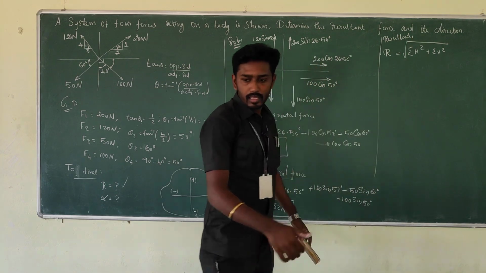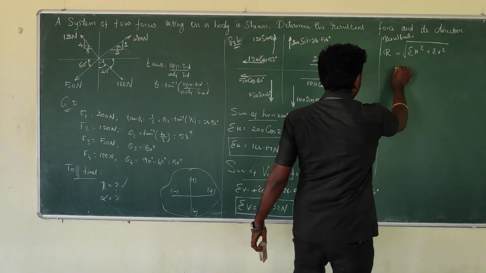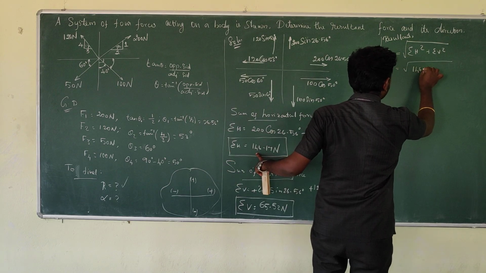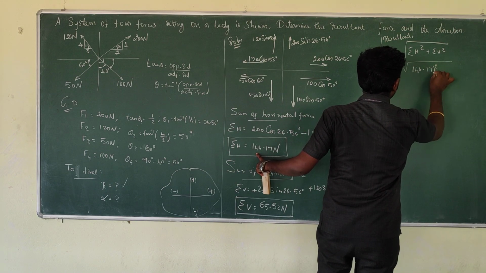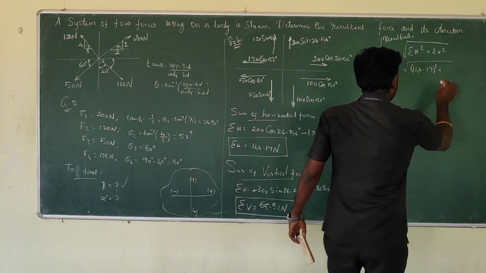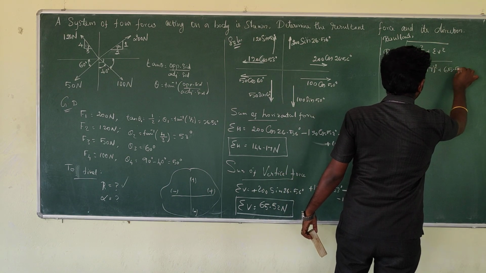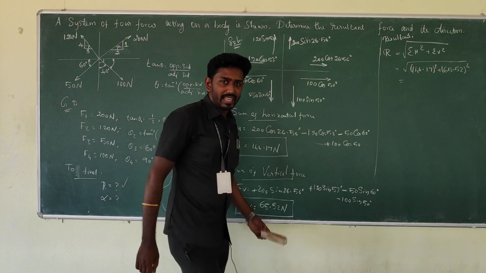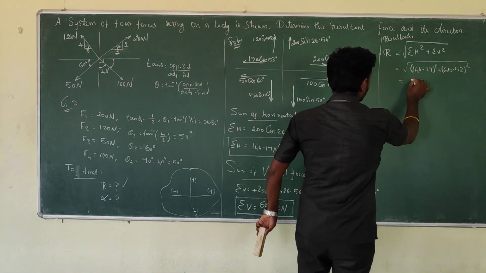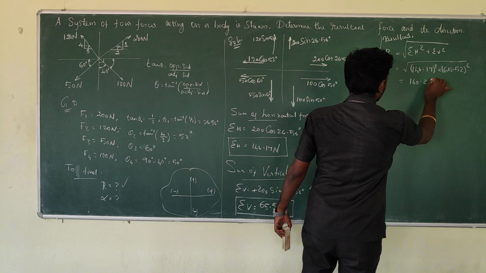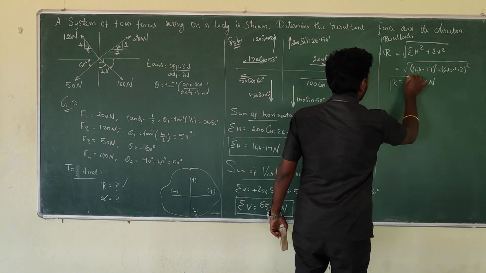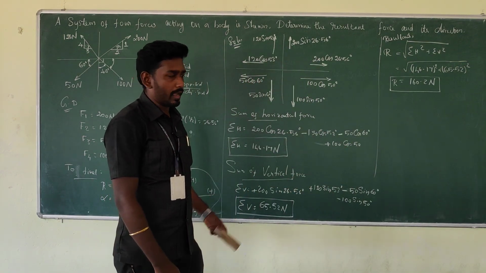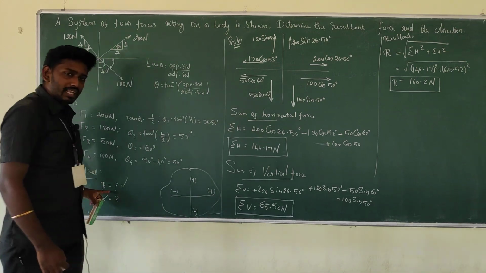Resultant. So resultant will be, by substituting the values, 146.17 the whole square plus 65.52 the whole square. Do the calculation, we get the resultant value positive 160.2 Newton. In terms of Newton, 160.2. Okay. What is next? Resultant is identified.